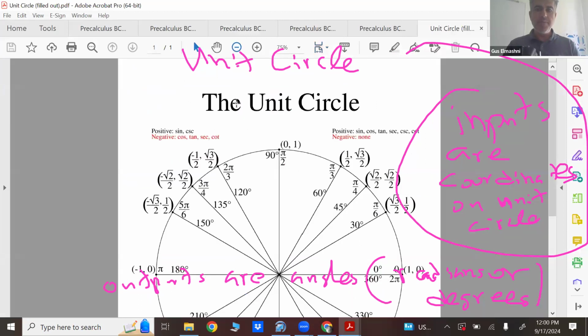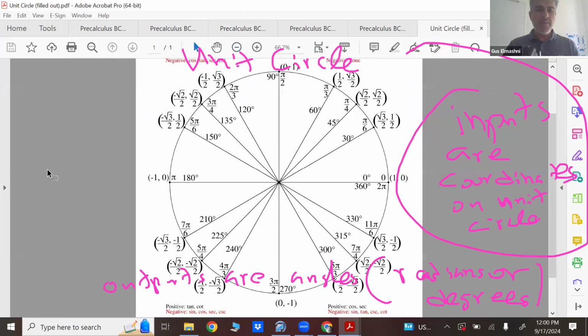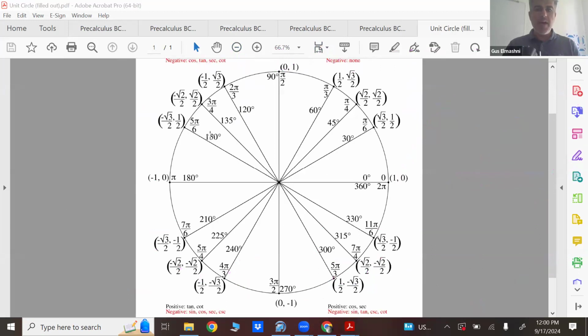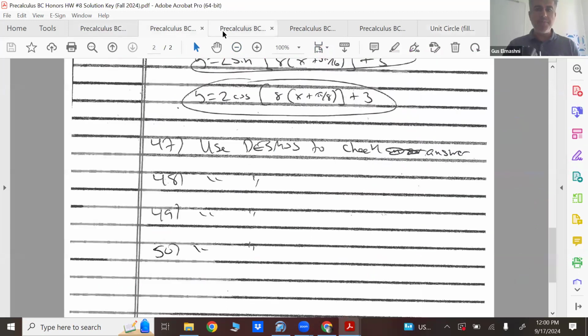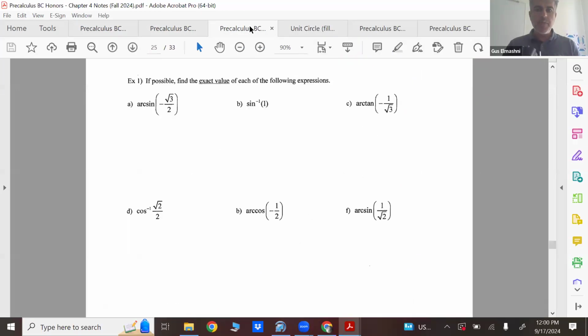Here we go. So let me clear this for a moment. Let's explore root 2 over 2 really quickly.